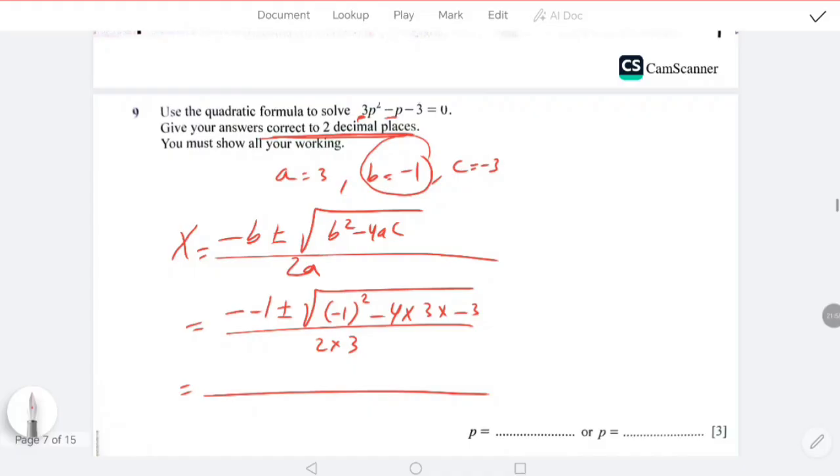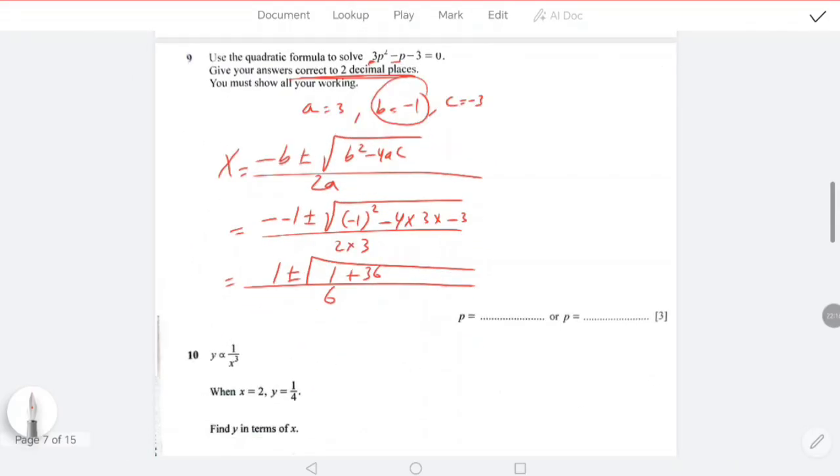If you find that the number under the root is negative, it means there is a mistake. So this one will be 1 plus or minus the square root of 1. Look, minus times minus here, it will be plus. So 4 times 3 is 12, times 3 is 36, divided by 6. So you have two answers: 1 plus or minus the square root of 37, divided by 6. Take one of them positive and the second one negative.